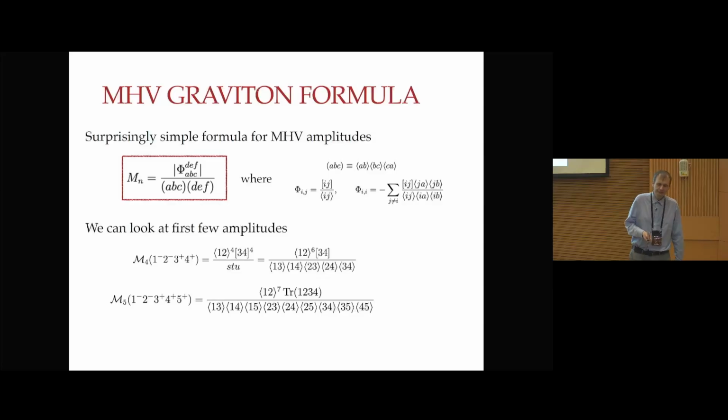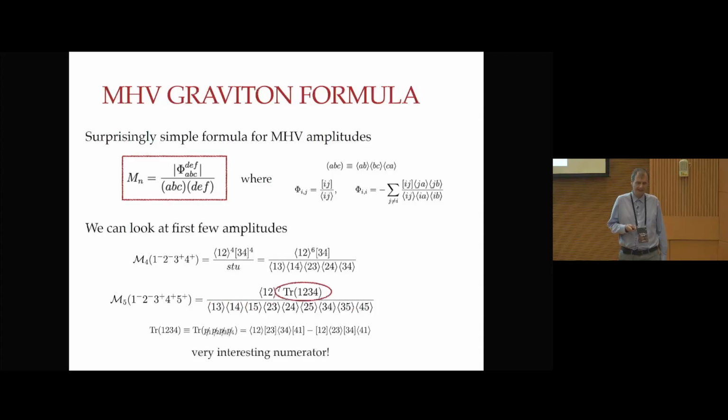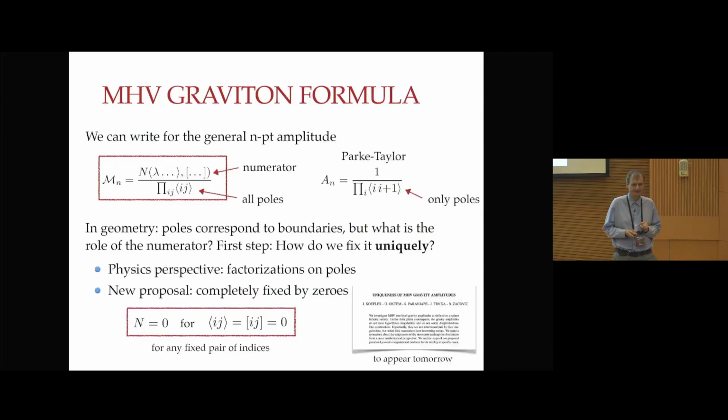Now, if you look at the explicit expressions for the 4-point graviton amplitude, 4-point is always artificially simple, but at 5-point there is a very simple numerator, and we put everything under a common denominator, so we have all poles in the denominator. Now, the numerator is very special. The 5-point numerator is given by a trace of P1-slash P2-slash P4-slash P3-slash P4-slash, but it is actually more interesting than just that. It has very magical properties.